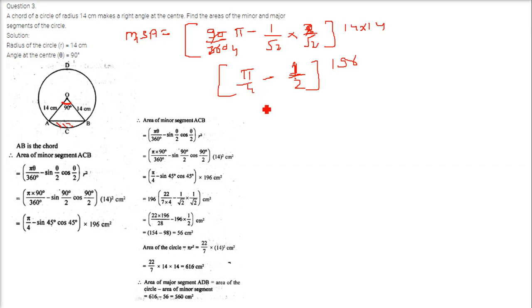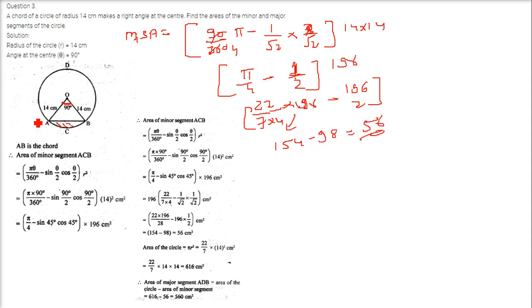And you have 14 into 14, that is 196. So pi can be written as 22 by 7. 4 will be here. Bring 196 inside. Then you have 196 by 2. So what do you get? You get this has 154. This has 98. So 154 minus 98 is 56.